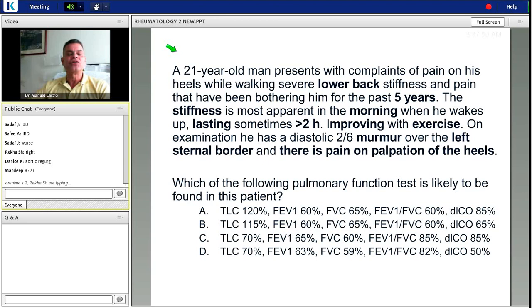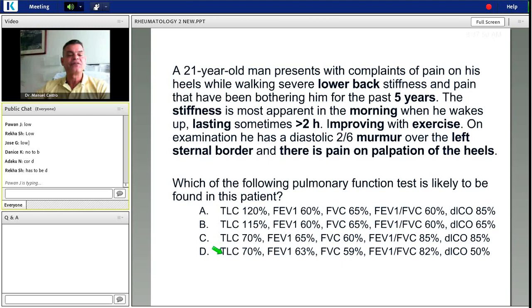Which of the following pulmonary function tests is likely to be found in this patient? Now, this patient is going to have, is it a restrictive or an obstructive condition? Just answer me that. A restrictive, right? So his total lung capacity and his residual volume should be high or low? Low, right? So we know it cannot be A. We know it cannot be B here, right? Because this is elevated. So it could be C or D, right?